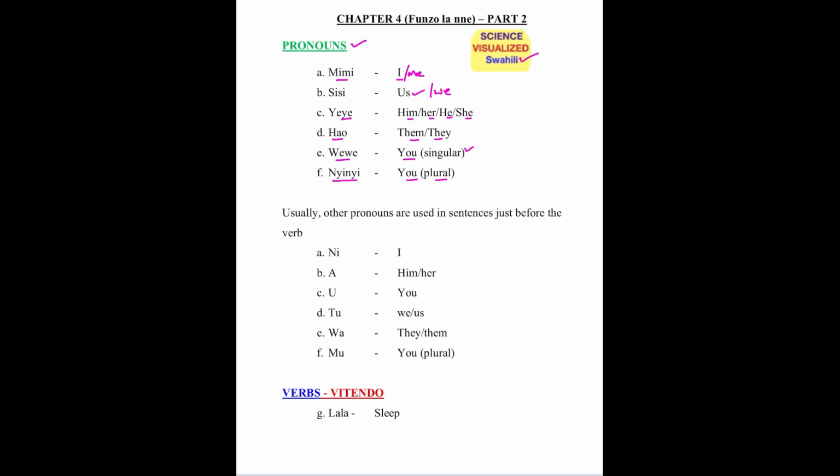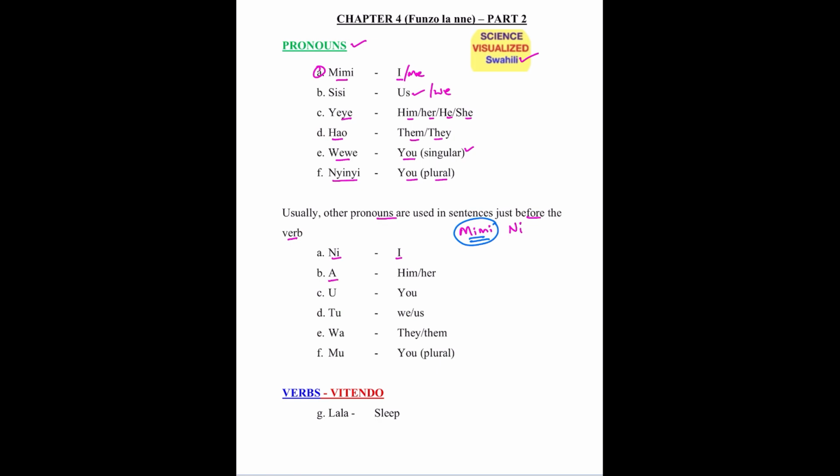And then usually we use other pronouns just before the verb. So for example, ni means I. So you can say mimi, ni. So those two mean I. But if you just say ni without mimi, it still implies mimi. But they're usually used together. And I'll show you how to construct the sentences with that.